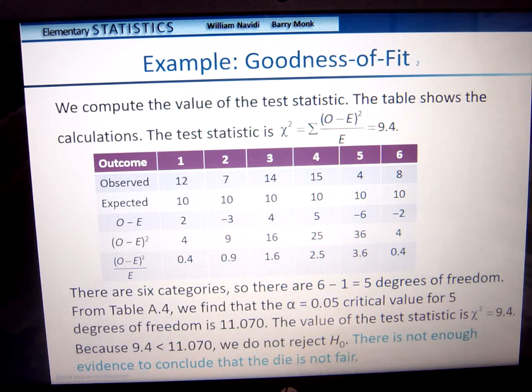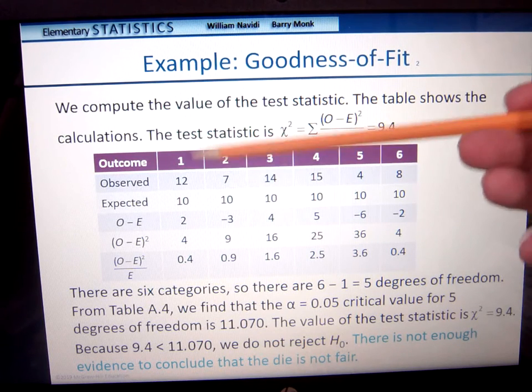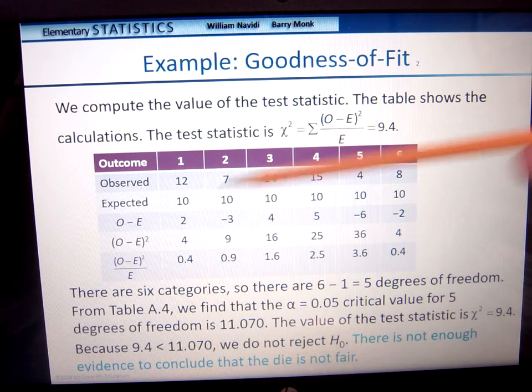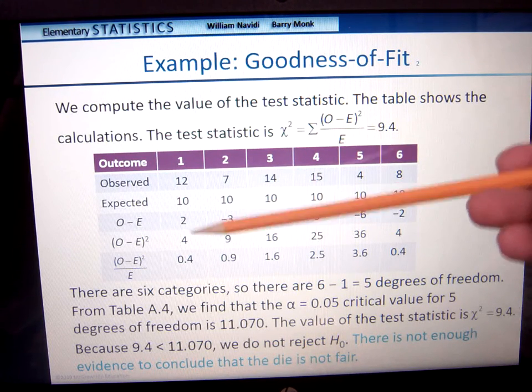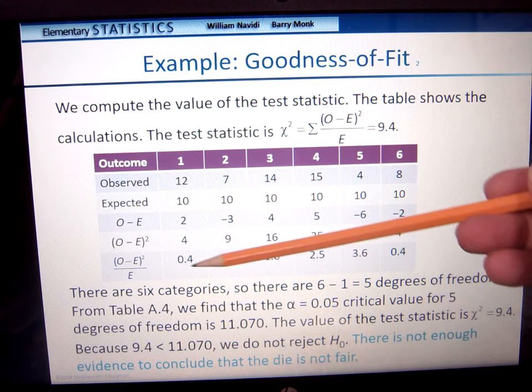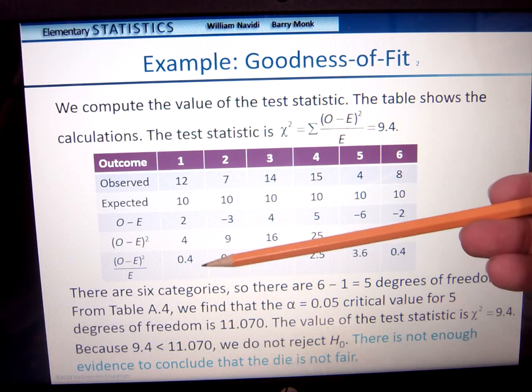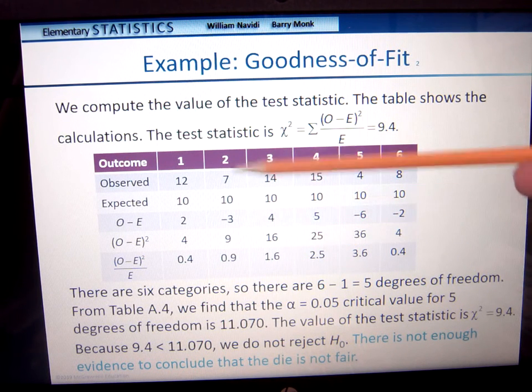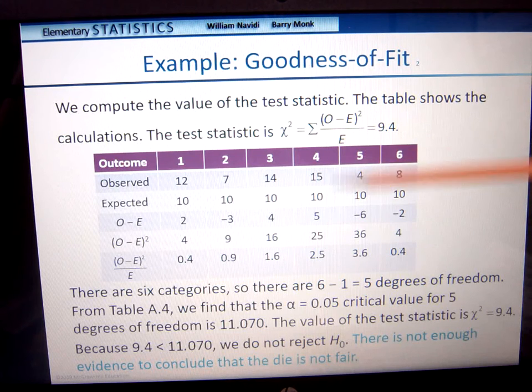So we're going to compute the chi-square statistic. Here shows our table. Here's our observed, expected. Here's the difference between the two. Here's when we square it, and here's when we divide it by our expected. So when we do that for each one, these are the values that we get. So these are our chi-square statistic right here.